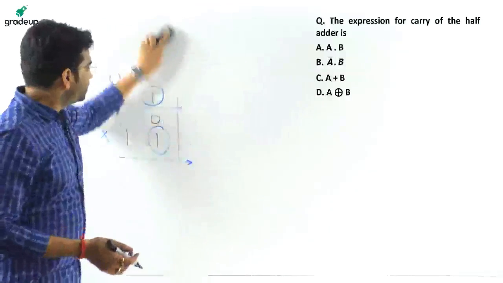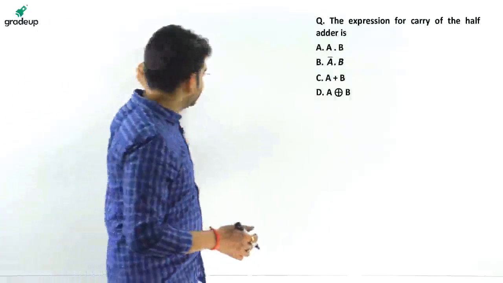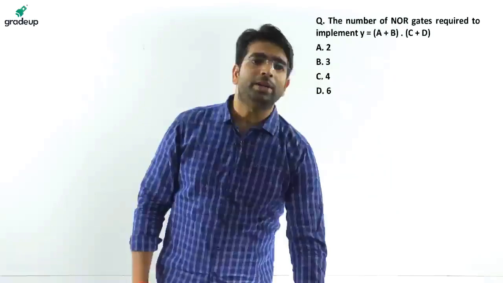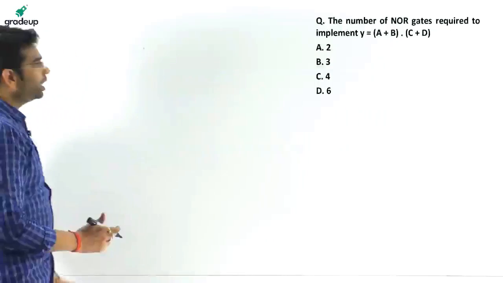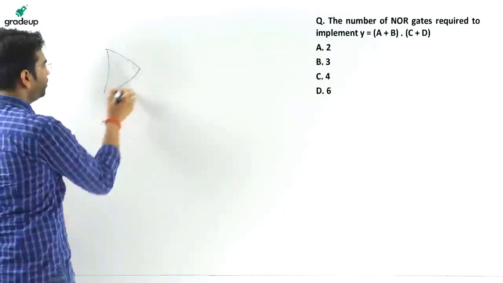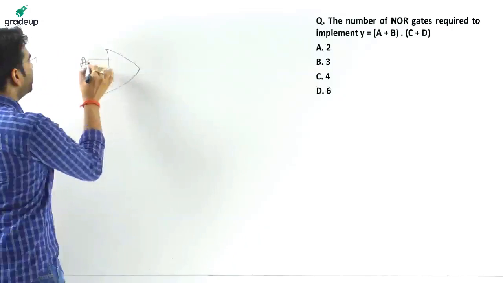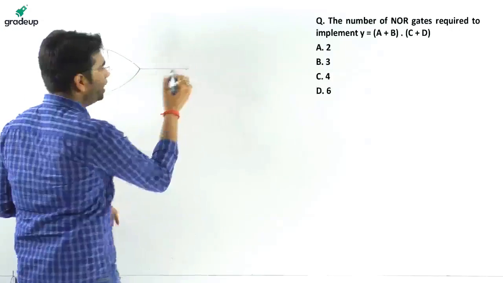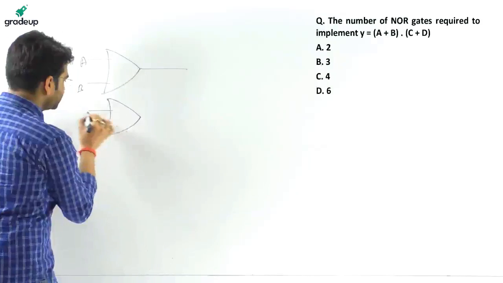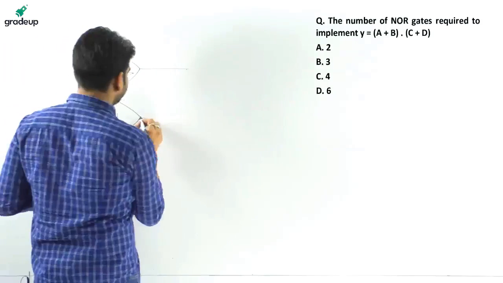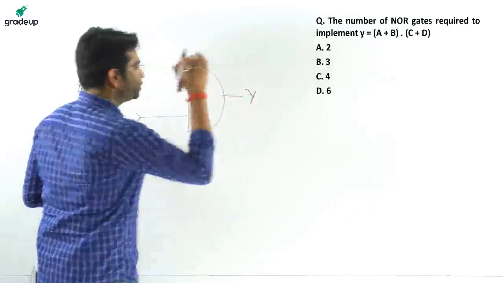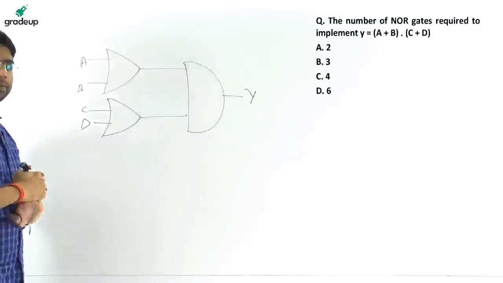Dear friends, this type of question often comes in the examination. How many NOR gates are required to implement this function? Take the OR gate first, A plus B. Then C, D, and it is an AND gate. We are getting the expression of output Y as this.